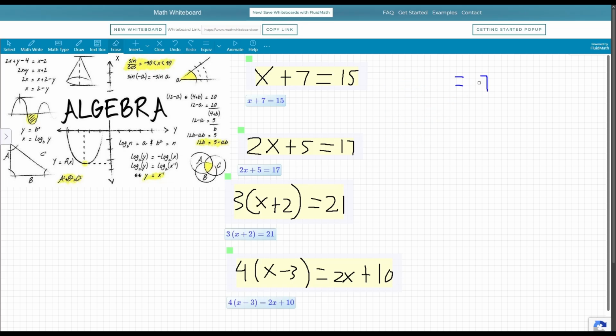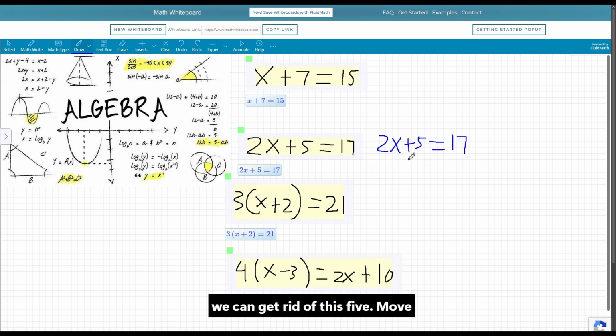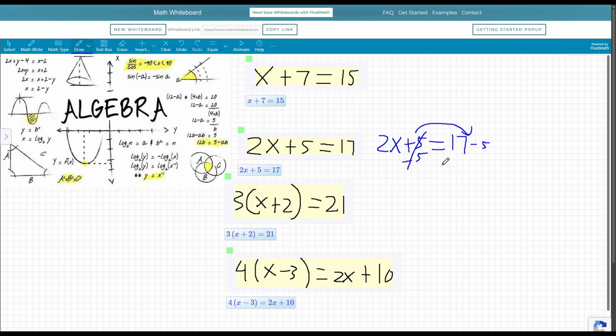Next question. 2x plus 5 equals 17. First, we can get rid of this 5, move this 5 to this side by subtracting 5. Minus 5, this cancels out, it becomes 0. 2x equals 17 minus 5.